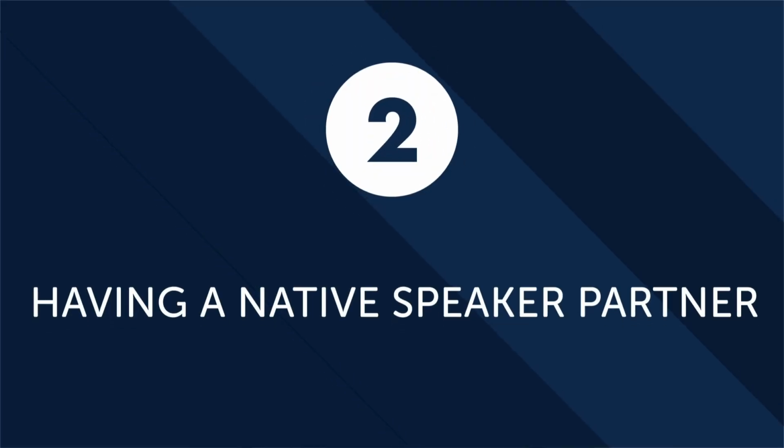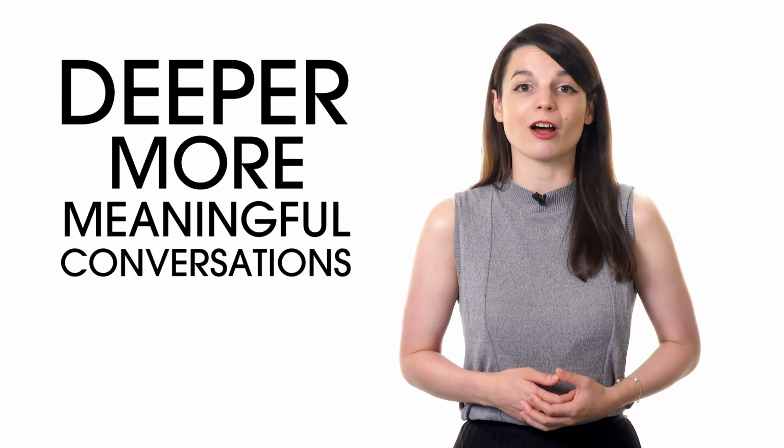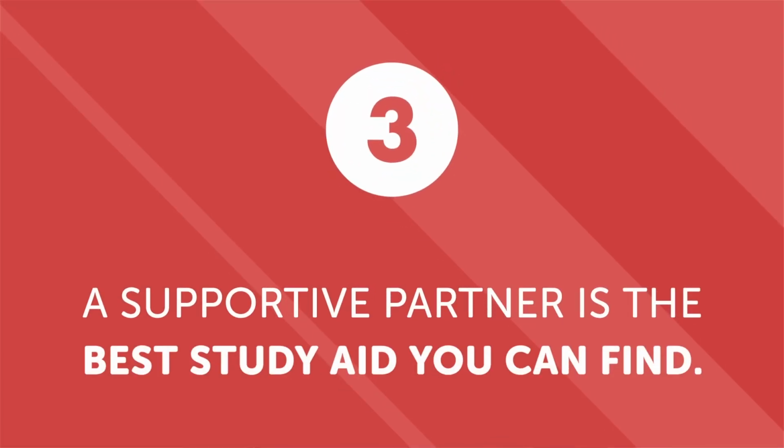Second, having a native speaker partner increases your exposure to the language. Practice makes perfect is a well-known expression that is certainly true for language learning. When you have a friend, romantic partner, or study buddy, you speak to them through text messages, phone calls, and basic interaction. These are all opportunities for you to practice the language. Making an effort to practice will help your vocabulary quickly expand beyond simple greetings, flirtatious words, and basic comments to deeper, more meaningful conversations. Third, a supportive partner is the best study aid you can find.